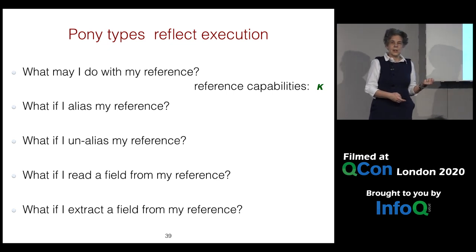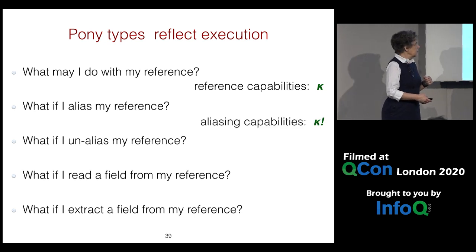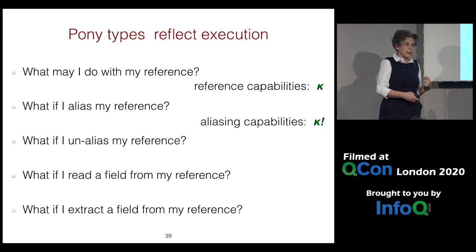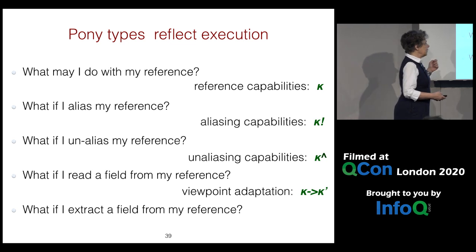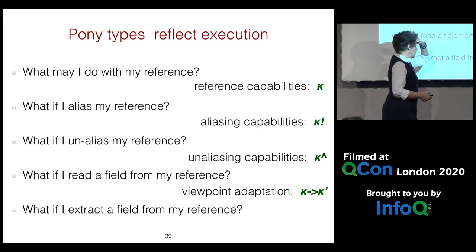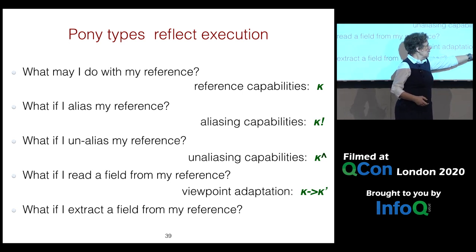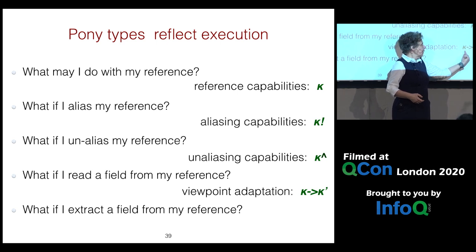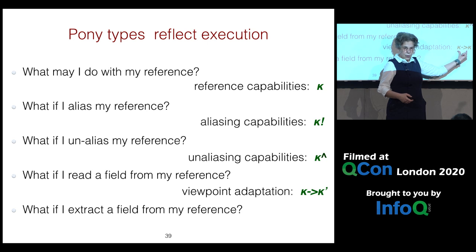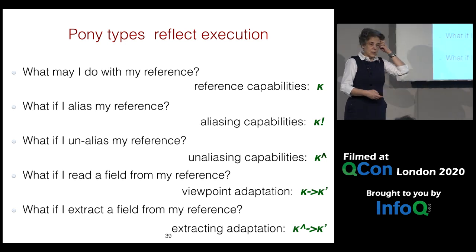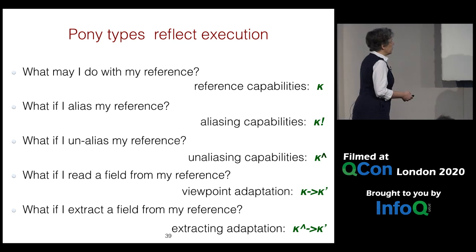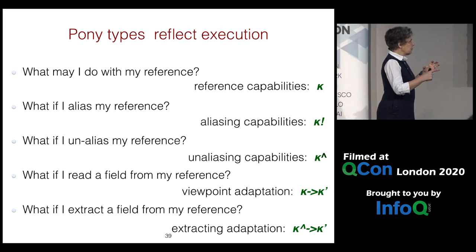We have got the concept of reference capability, which we call kappa. If I alias my reference, then there is an operator on the reference capability, which is kappa with the exclamation mark. I have made one more reference to the thing. Unaliasing is the dash. I have removed the reference. If I read a field from a reference, if the reference had capability kappa and the field has a capability kappa prime, then the ensuing reference is this viewpoint adaptation. And if I remove the reference, then it is the extracting adaptation.